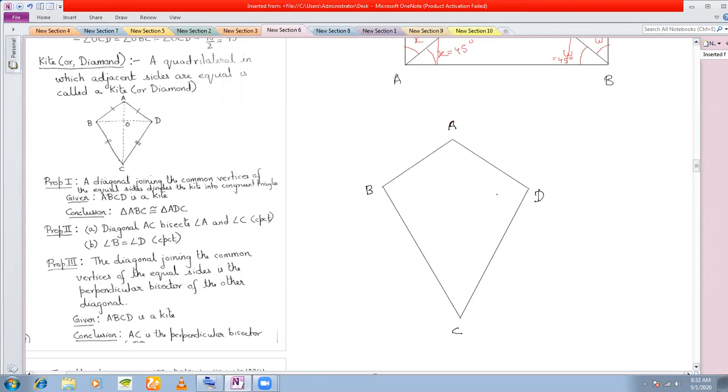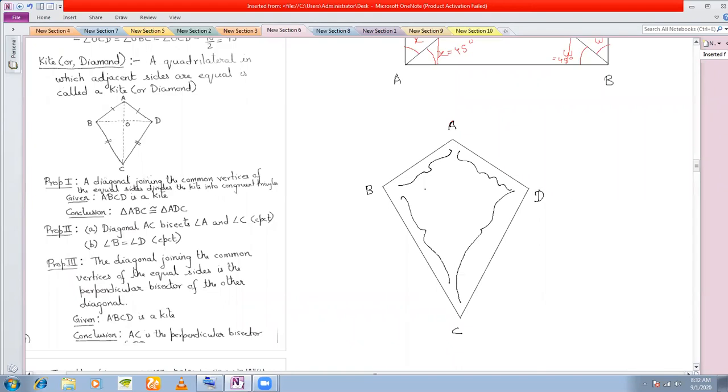Adjacent, you know the difference between adjacent and opposite? For example, in this, AB and DC are the opposite sides. These two are the opposite sides. BC and AD, these two are also the opposite sides.